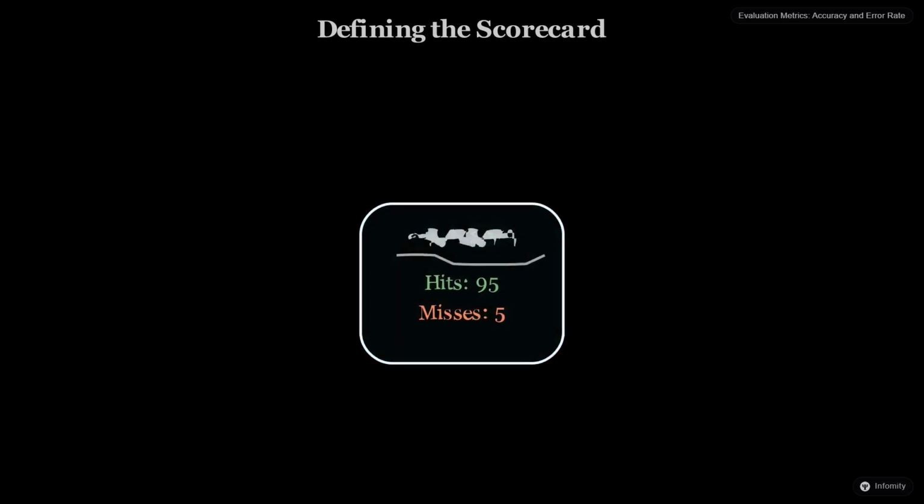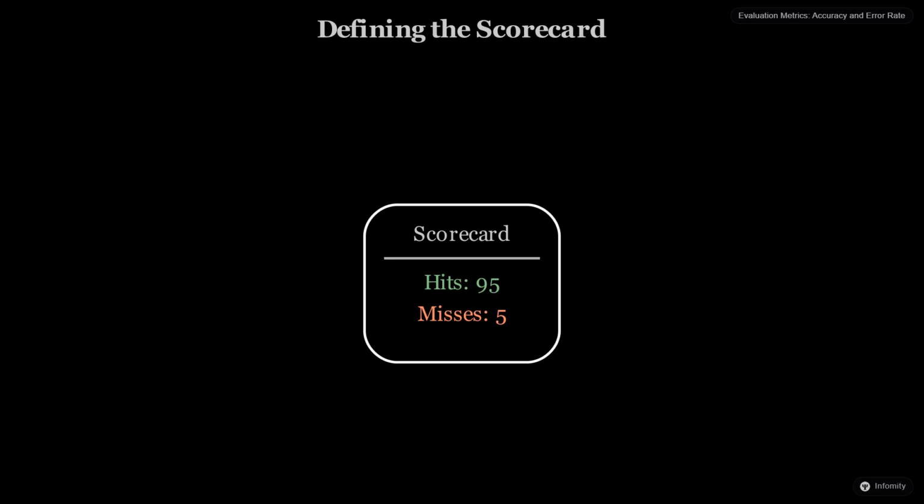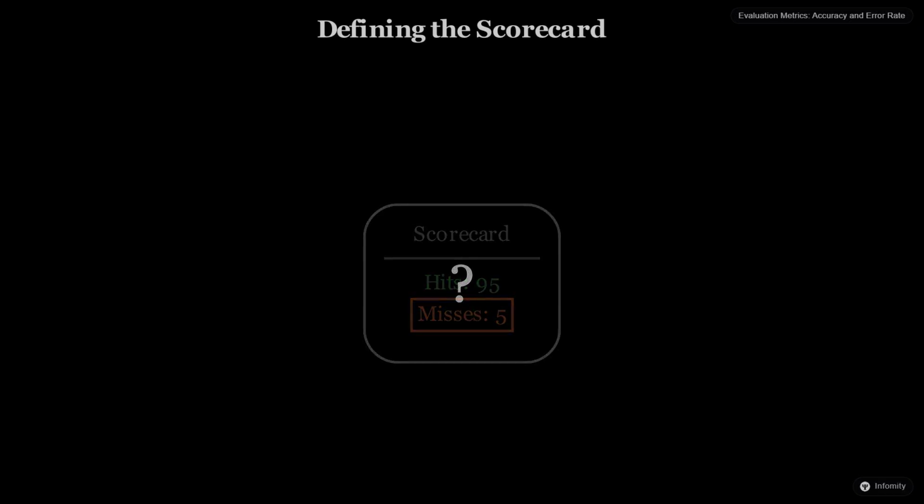This is where evaluation metrics come in. They are the objective scorecards that tell us how often our arrows hit the mark, and how far they stray when they miss. Without them, we are just guessing in the dark.